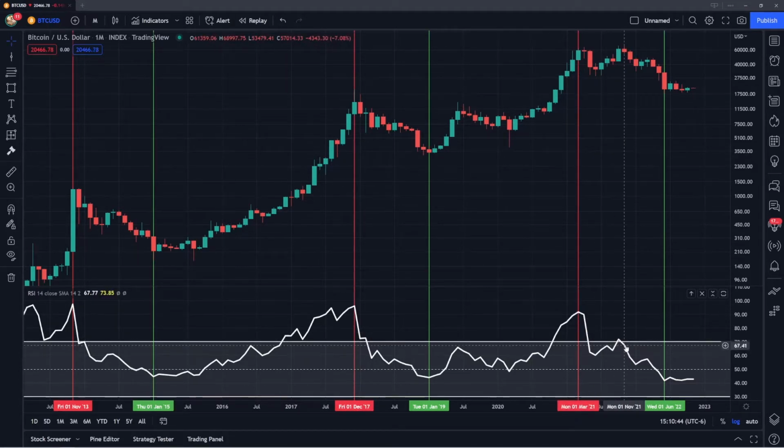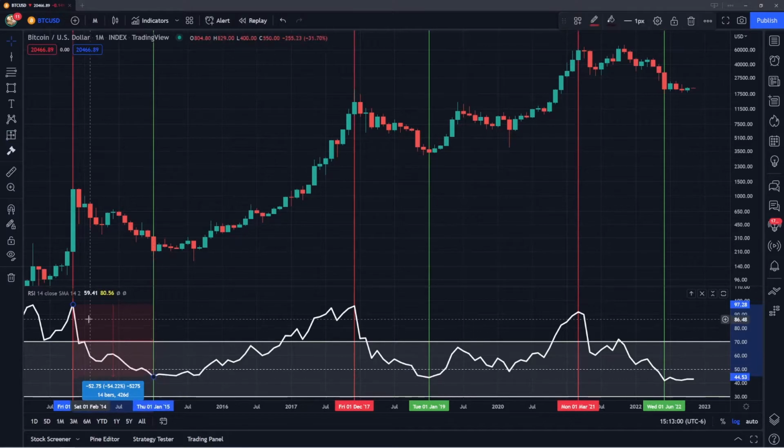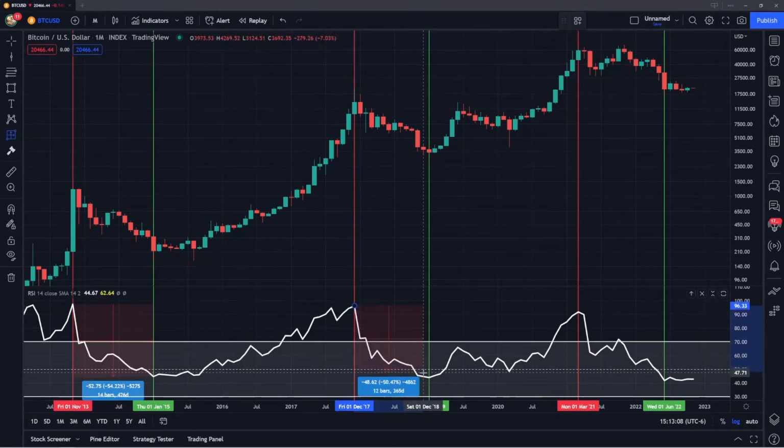And what I want to focus on is the downtrend in the RSI, specifically during this bear market. So I'm just going to take a measured move here from each peak to each low on the RSI. You can see that during this bear market in 2013, that was about a 54% drawdown over 14 bars, which was representing 14 months. And then right here in the 2018 bear market, we had a similar decline of around 54% over around 13 bars. So this bear market on the RSI lasted about 1 month less than the previous one.